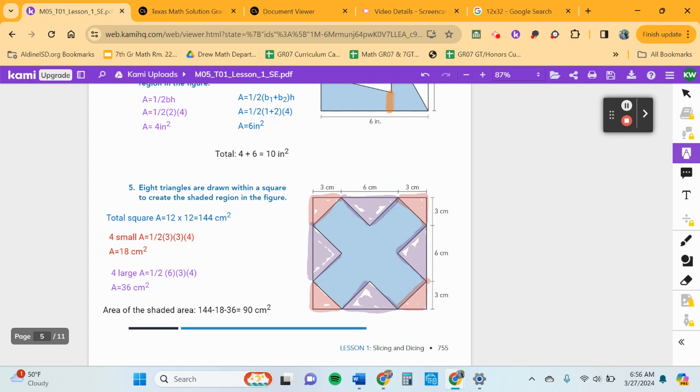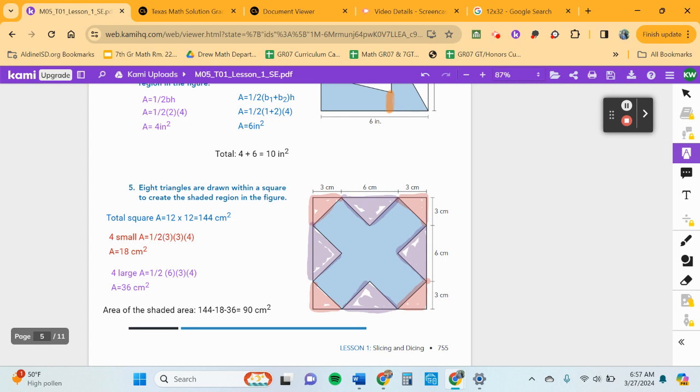The smaller triangles I highlighted in red, those are in the corners. The base and the height of those are labeled clearly in the corner. That is 3 and 3. So 1/2 times base times height times 4 of those gives us 18 centimeters squared when you multiply 4 times 3 times 3 times 1/2.